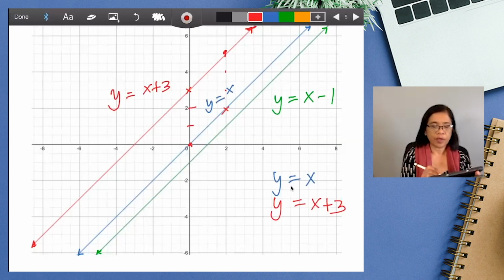So take another point down here on this blue line. Let's see, 1, 2, 3. So any point on the blue line will be moved 3 units up.